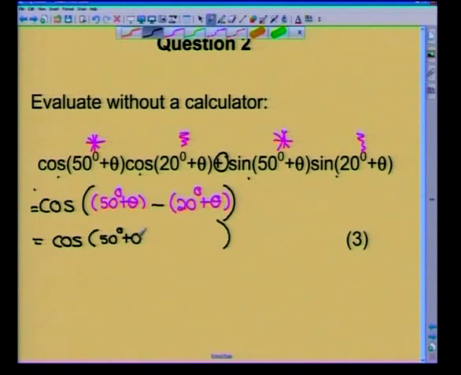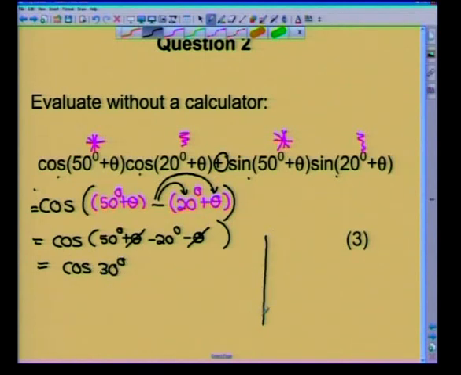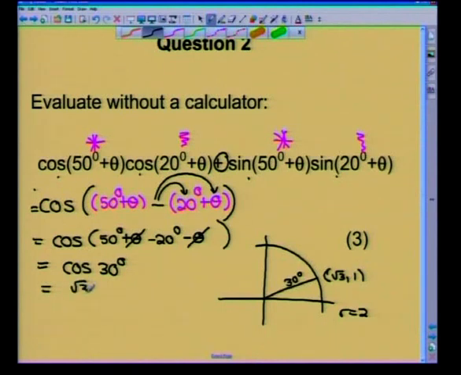So let's have a look at this. This is going to be 50 degrees plus theta. Remember that negative must impact both of these. So it's a minus 20 degrees minus theta, which means now if I look at this, that plus theta and that minus theta will fall away, and I've actually got the cos of 30 degrees, which the calculator will help you with, but I'm going to be good for a little bit of time. And if we look at the 30-degree arm, we know that this would be root 3, 1, radius is 2, and so the cos of 30 degrees is going to be root 3 over 2. And that would be the end of the question.